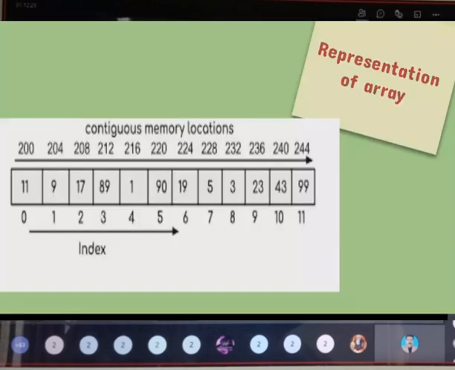And this is a representation of an array. Generally, an array is continuous in memory, as we discussed earlier. Every index takes 4 bytes of memory, so the addresses are 200, 204, 208, and so on. They have values like 11, 9, etc. Below these values, the numbers from 0 to 11 are the index of the value. These indexes are generally used by programmers to access a particular element.